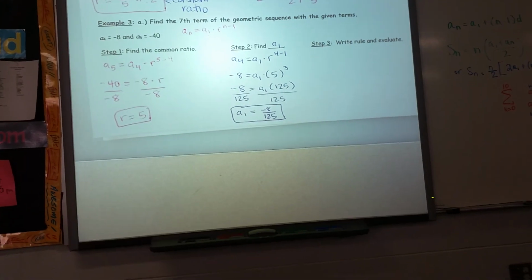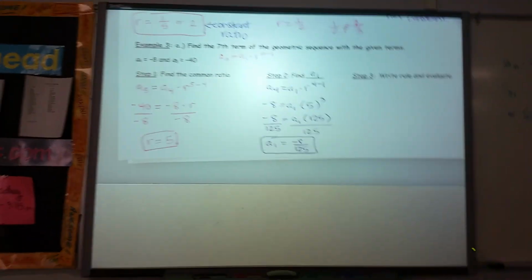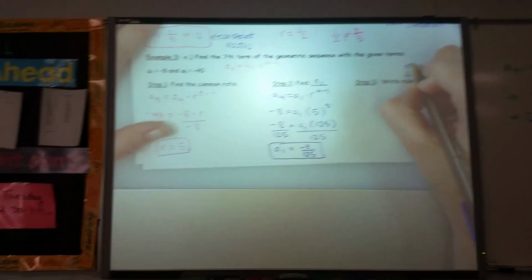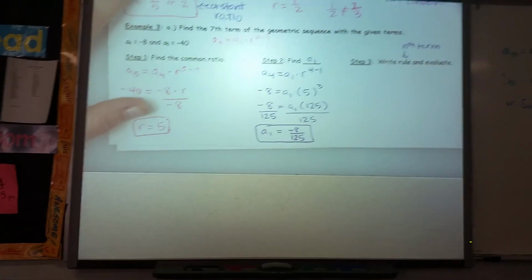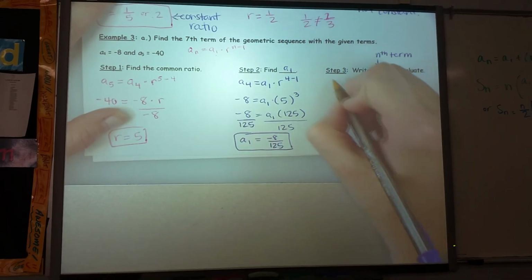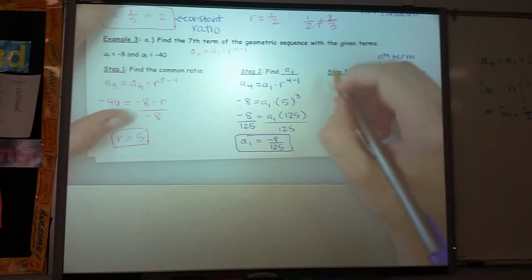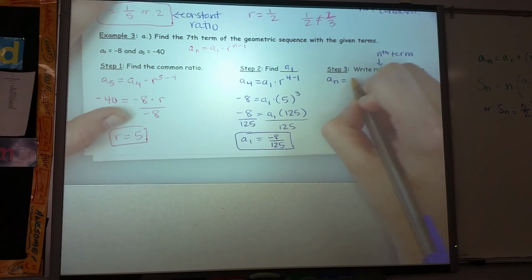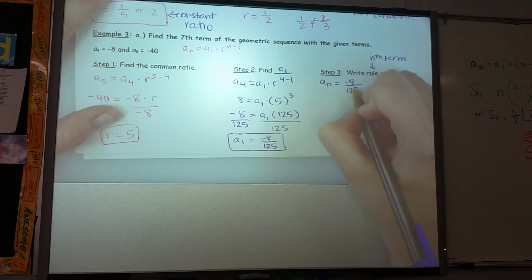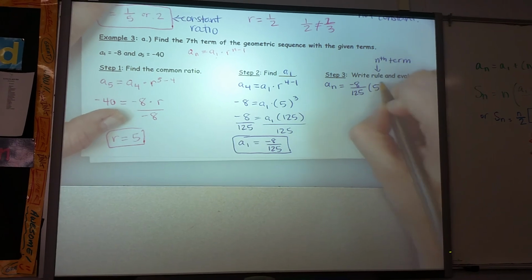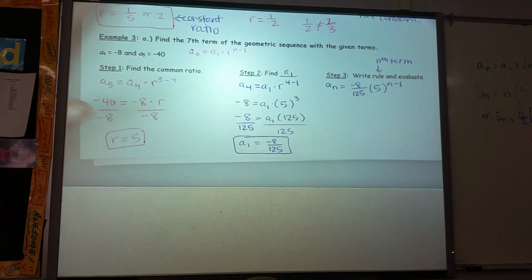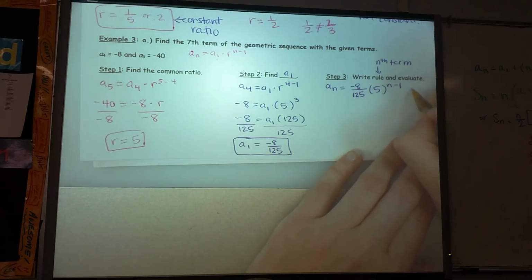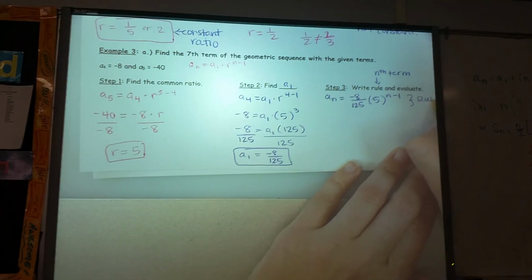And then step 3, you're gonna write the rule and evaluate. So the rule is, this would be like with the nth term. That's what it means when you're writing the rule. So this is gonna be a sub n equals, and now I'm gonna plug in my a sub 1. Okay, and then I'm gonna plug in my r. Okay, so this is the rule.